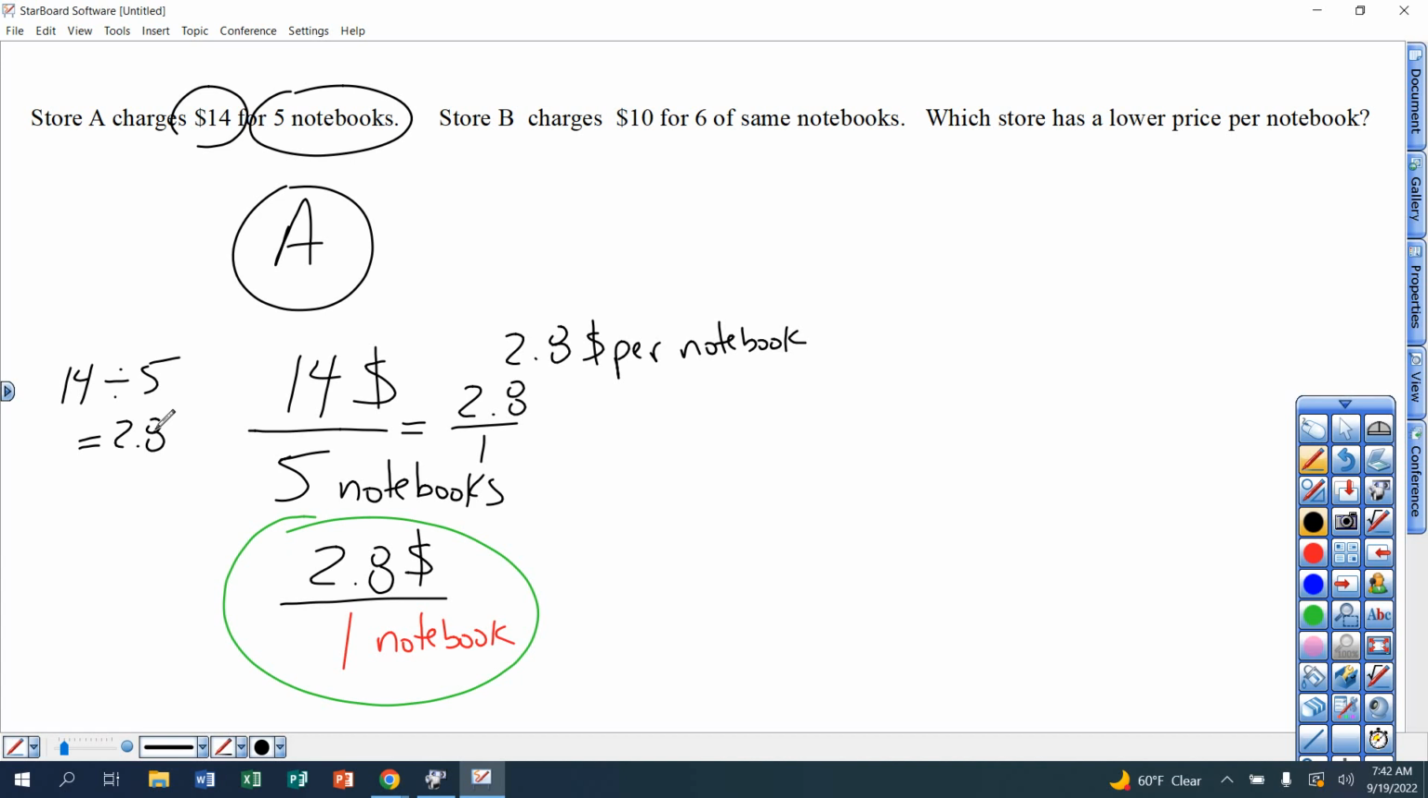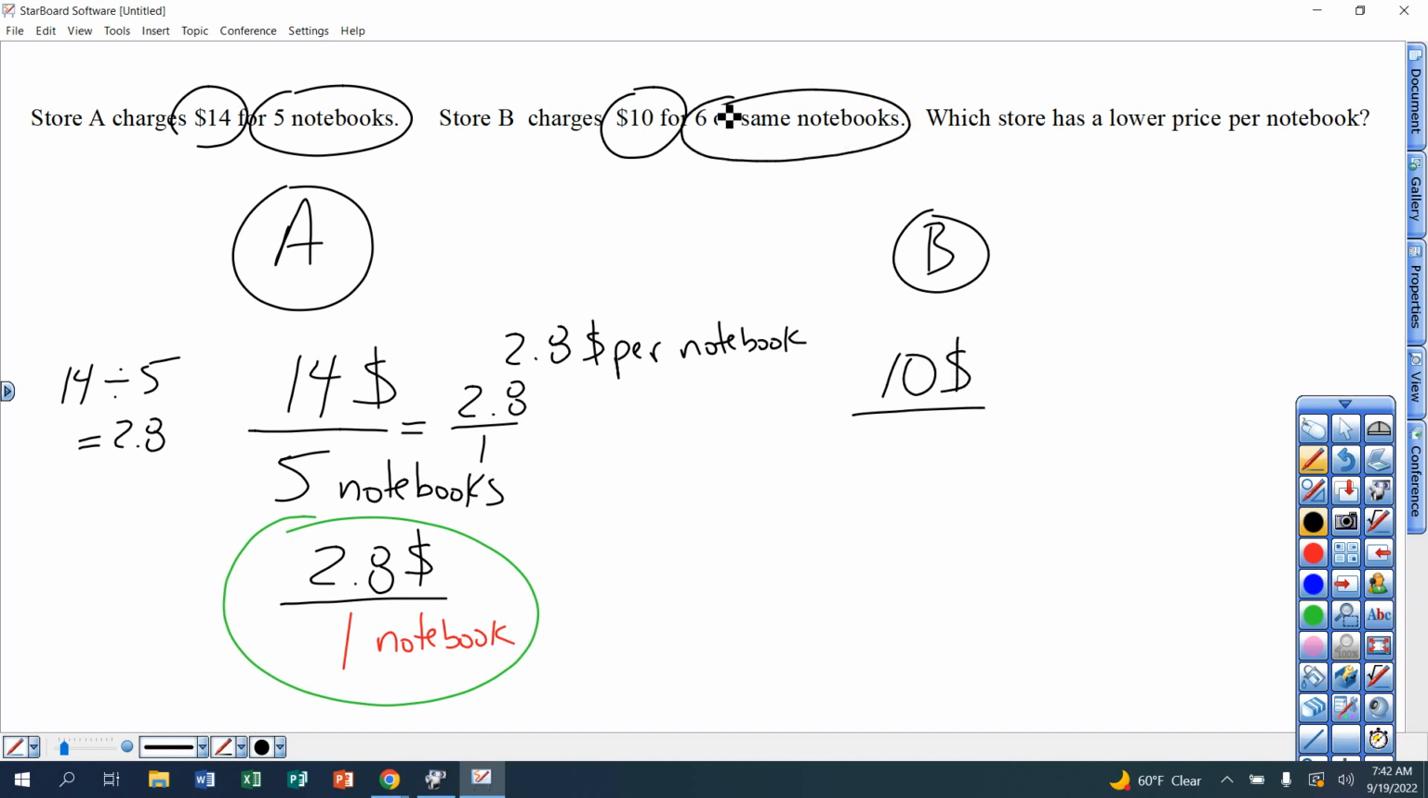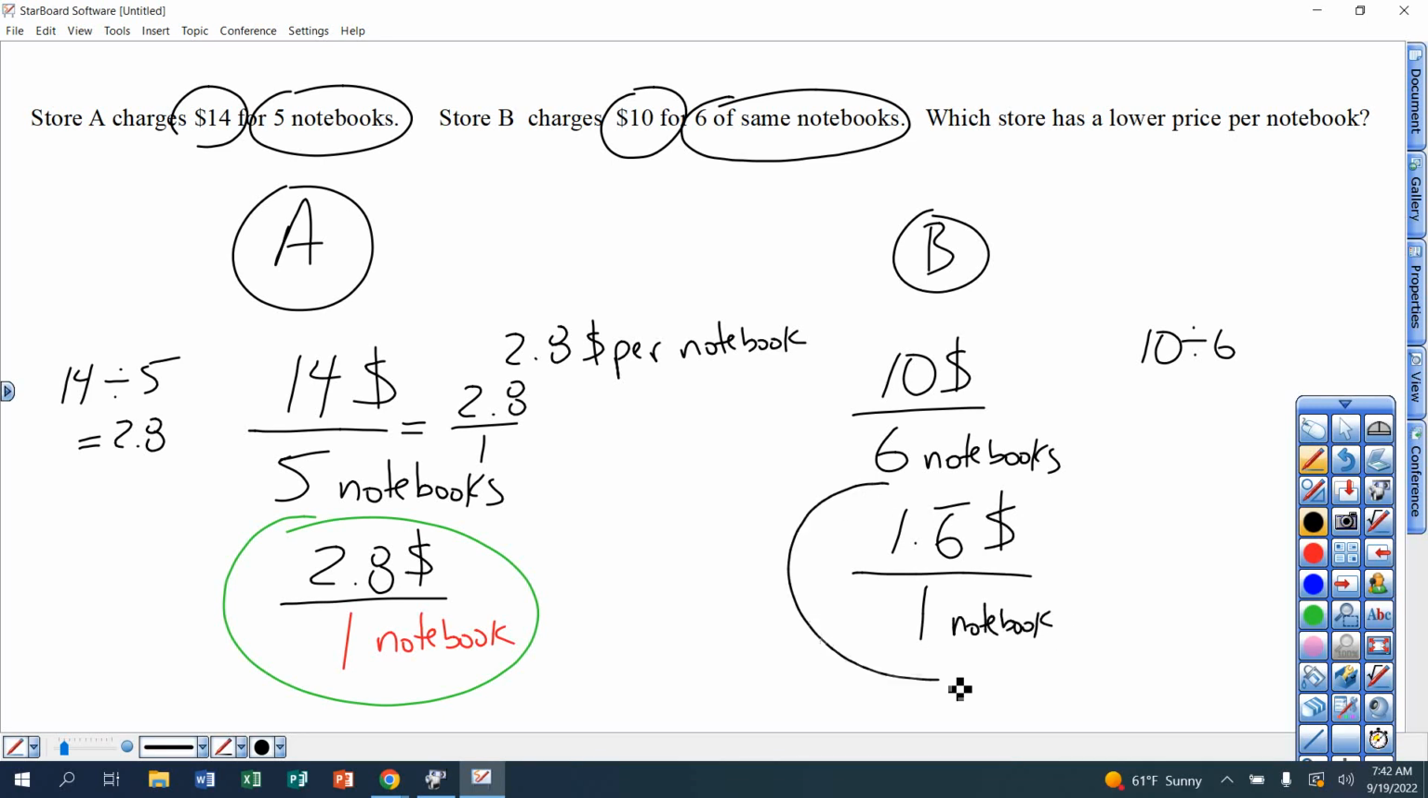If I do store B, same thing, same order, $10 first, divided by 6 notebooks. To find the value, you divide the top number by the bottom number. 10 divided by 6 gives me 1.6 with a bar over it, but that is dollars for every 1 notebook. That's what that value really is. It's $1.60 about for every 1 notebook.